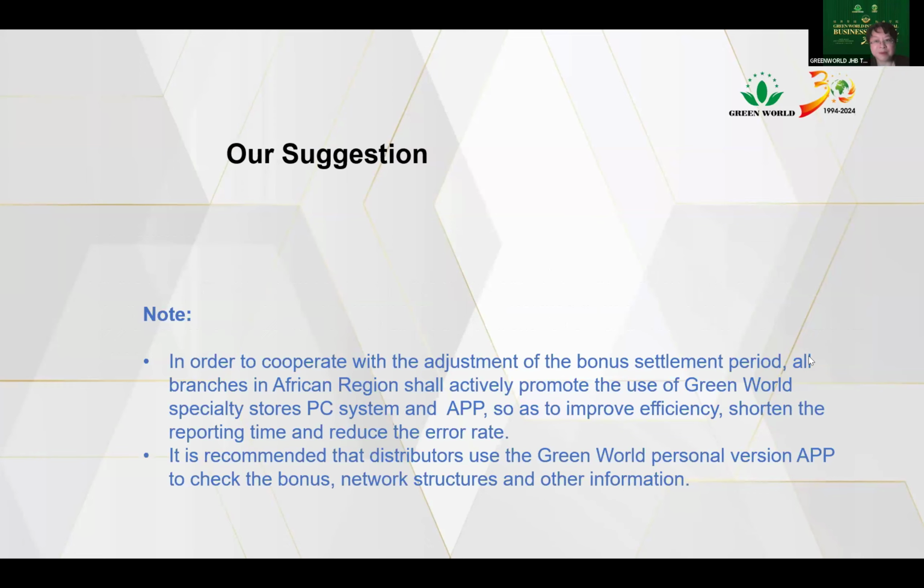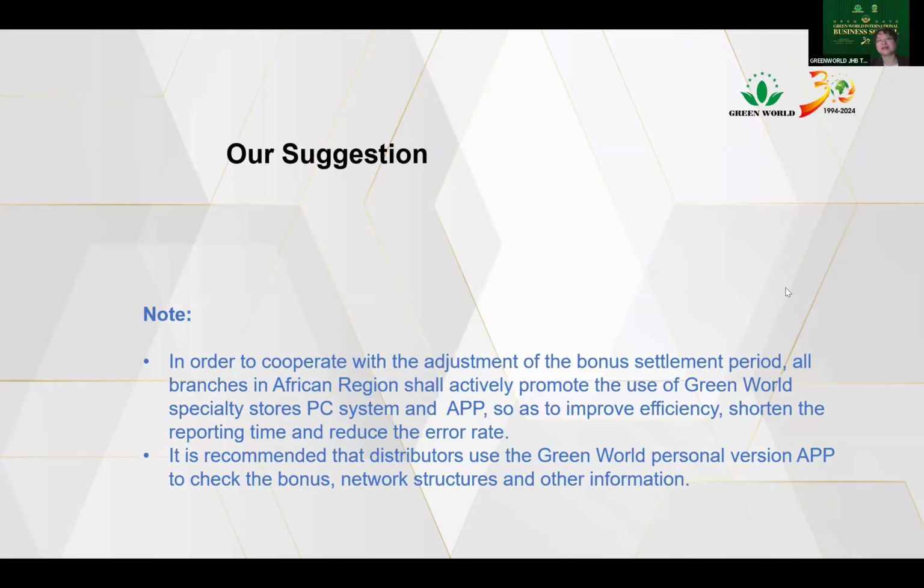So after we make such adjustment of suggestions, in order to cooperate with the adjustments of the bonus settlement period, all branches, or let's say the majority of the branches in Africa region, shall actively promote the use of the Greenwood's specialty store, PC system, and mobile app so as to improve the efficiency, shorten the reporting time, and reduce the error rate.